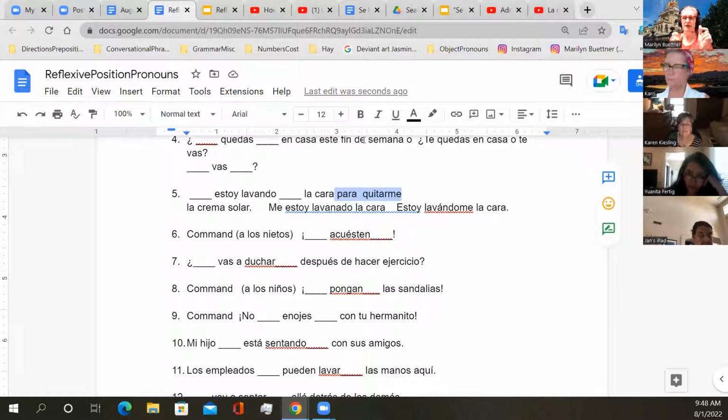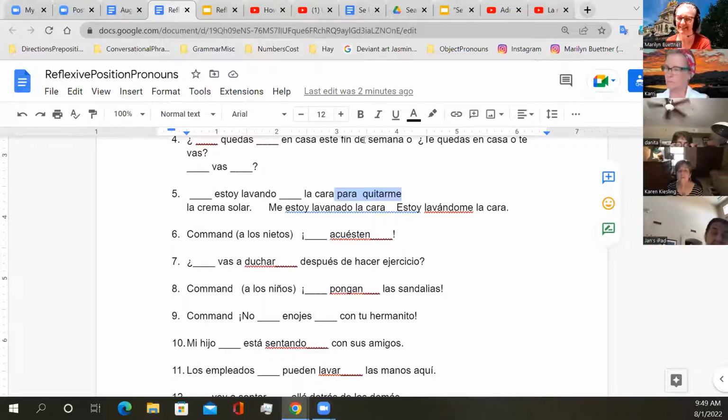Para with quitar. When I have a word like para, which is a preposition, a verb form that goes right next to, immediately after a preposition has to stay in the infinitive form. So that's why it's para quitar. But when I've got an infinitive, I can only tag it onto the end. That's all I can do.